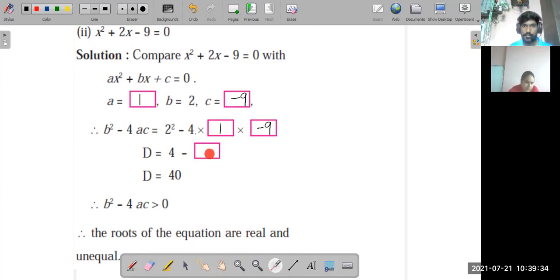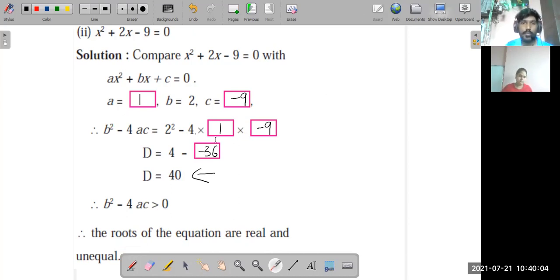4 into 1 is 4, and with minus 9 we get minus 36. Yes, minus 36. And then this minus minus gets plus. So it becomes 4 plus 36, which is 40. And the remaining is already done. So it is greater than 0. If you see it is greater than 0, then the roots are real and unequal.